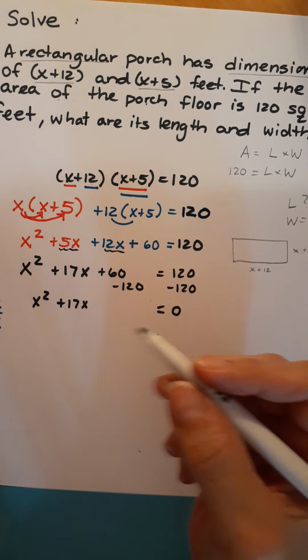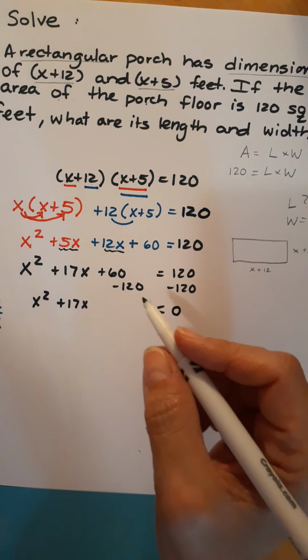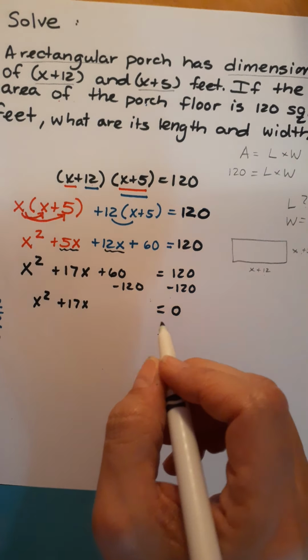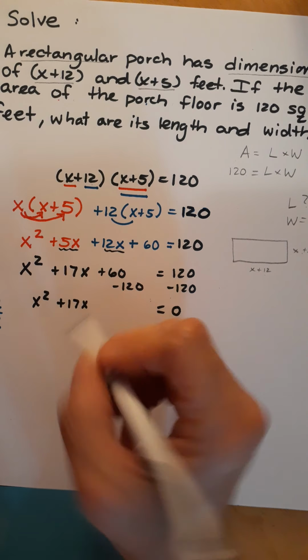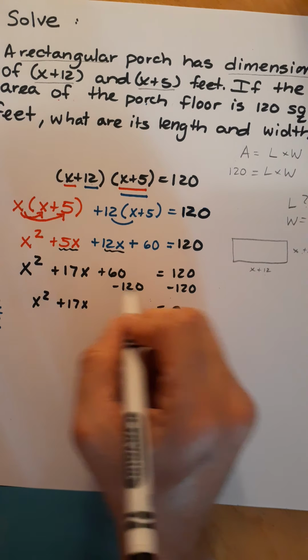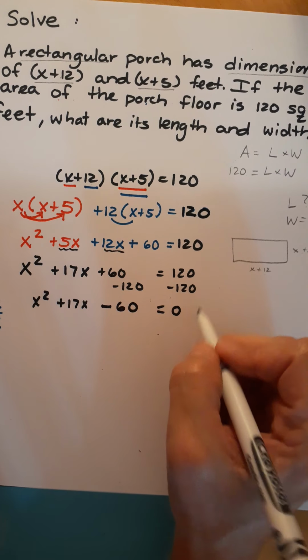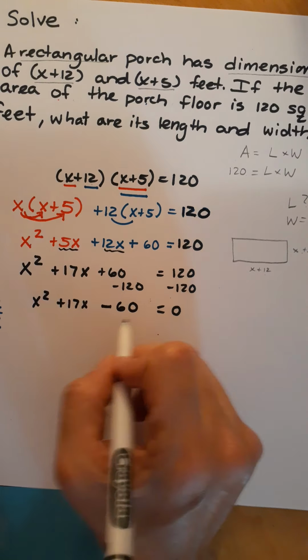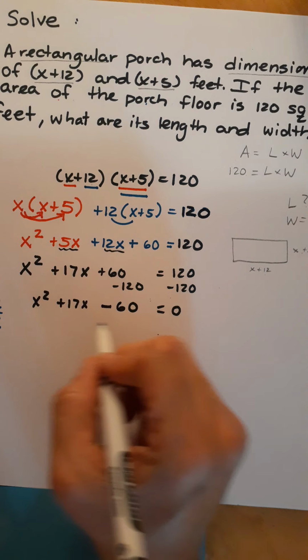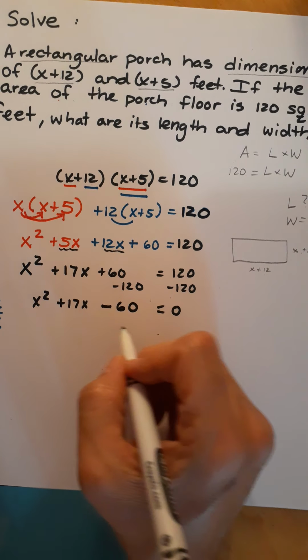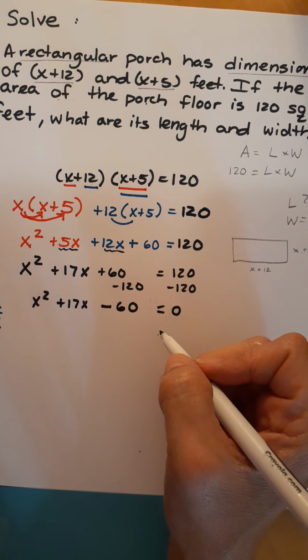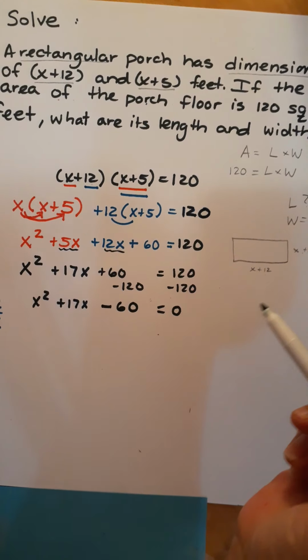And a lot of my students have a very easy time understanding that because they deal with money all the time just in regular living. So it kind of makes it real for them. But 60 minus 120 would give me negative 60. And obviously 120 minus 120 gives me 0. Now I can factor it because it's equal to 0. And using the 0 property, I can figure out what I can have for x. And from there, figure out my length and my width.